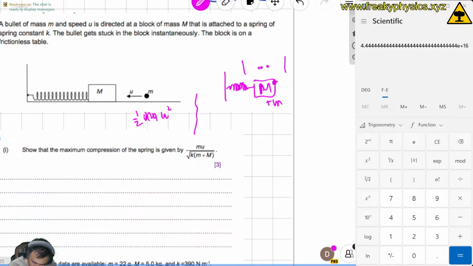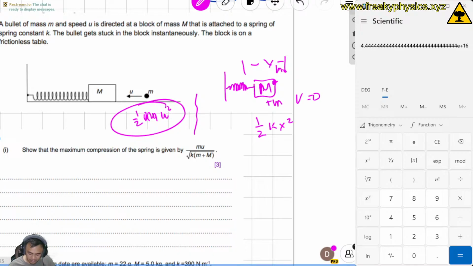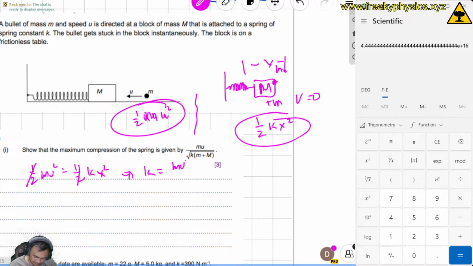So that's going to be our compression there, x max, and in this case v equals 0. So that's what we use here. We already have our energy here. Our energy here would be 1/2 kx squared. Okay, and therefore we can just equate the two. 1/2 mv squared equals 1/2 kx squared. Solve for k. The 1/2 cancels out. We're left with k equal to mv squared over x, right?